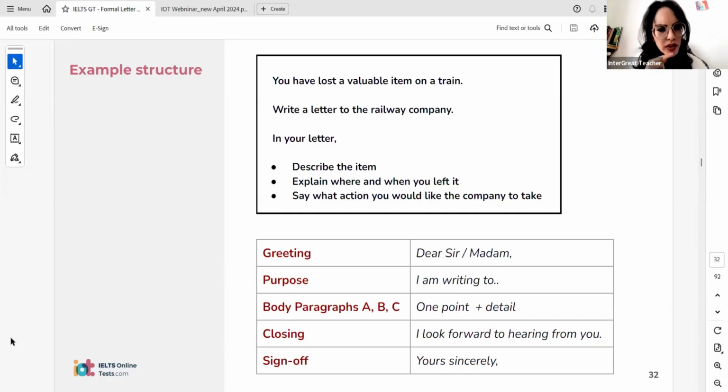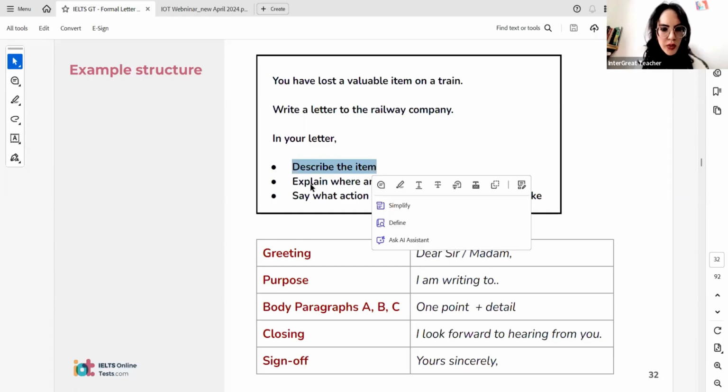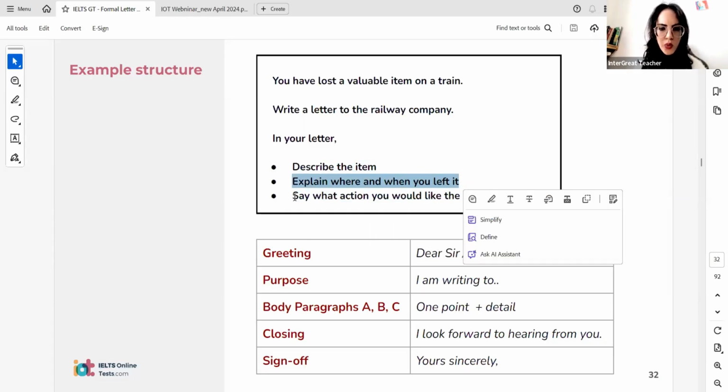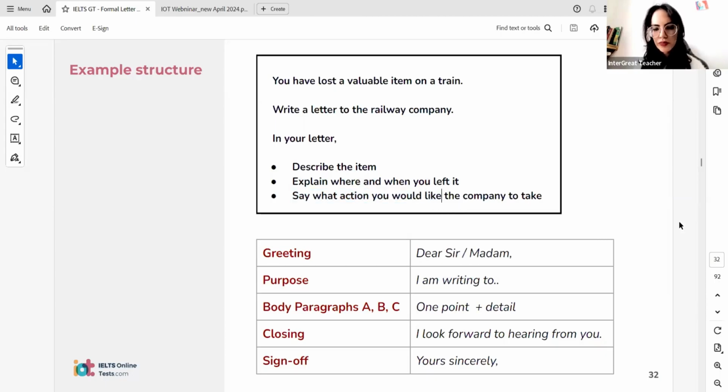Paulina, what do you mean one point? I say one paragraph for each bullet point. So one paragraph, describe the item. One paragraph, explain where and when. One paragraph, what action. So this is the structure for a letter.